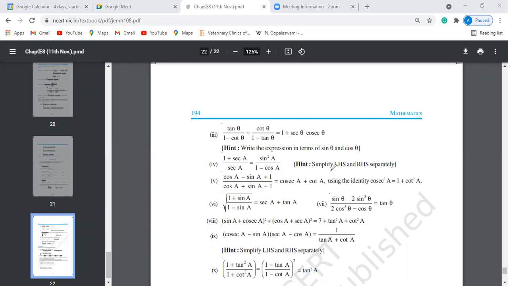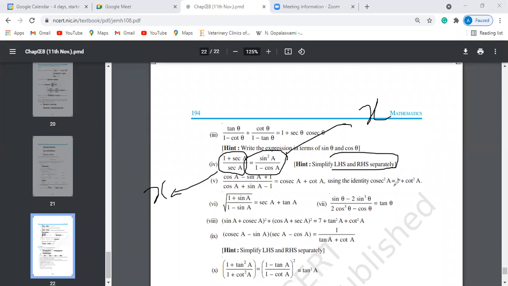See, if they have written LHS and RHS separately, then you have to prove them separately. For example, you take this side and solve, and similarly you take the other side separately and solve. Both answers should be the same. For example, if you get answer X here, I'm just saying, you should get the same thing here also. That's how they are asking, LHS and RHS separately.